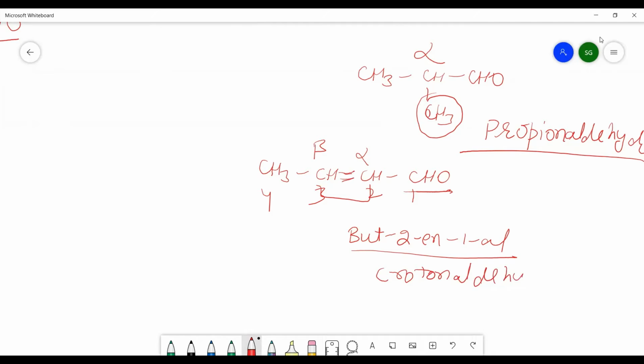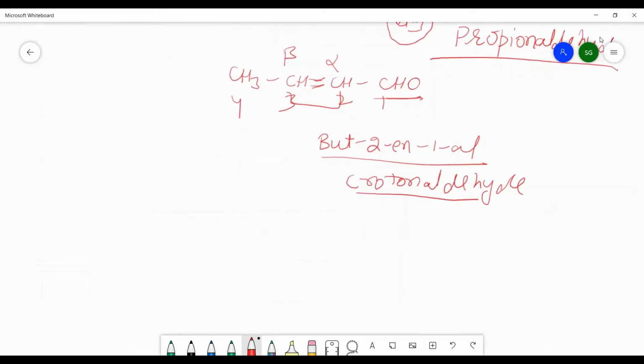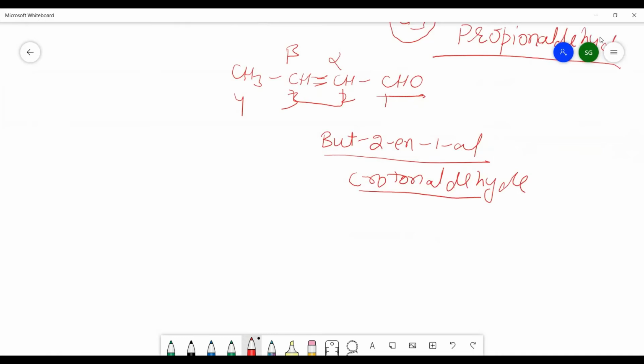It is very simple. It is very important. You have to learn the common names of some of the important compounds, because it can be asked what will be the IUPAC nomenclature for crotonaldehyde. So it is nothing but but-2-enal. That is very simple.